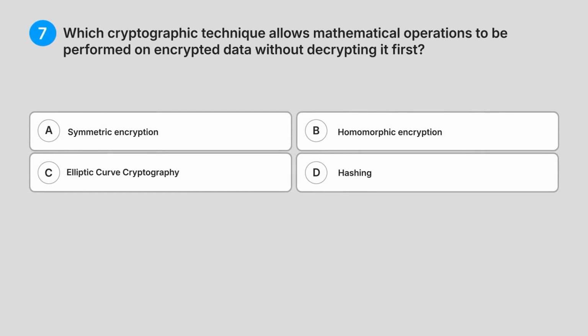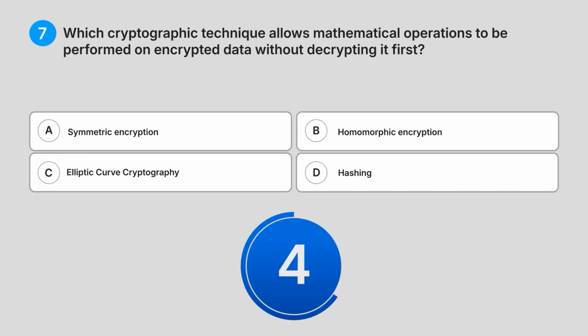7. Which cryptographic technique allows mathematical operations to be performed on encrypted data without decrypting it first? A. Symmetric encryption. B. Homomorphic encryption. C. Elliptic curve cryptography. D. Hashing. What do you think is the answer?